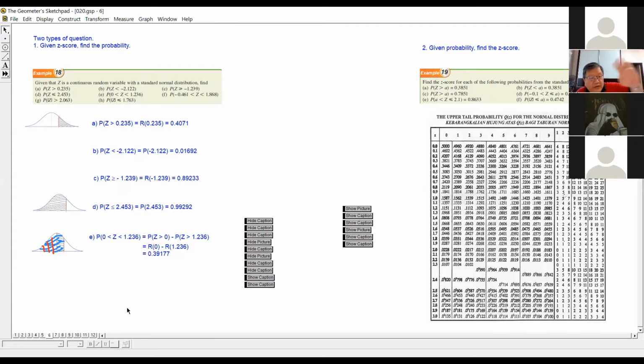Second method, you use less than 1.2 because that probability is bigger. So Z less than 1.2 minus Z less than 0 and see whether you get the same answer or not.